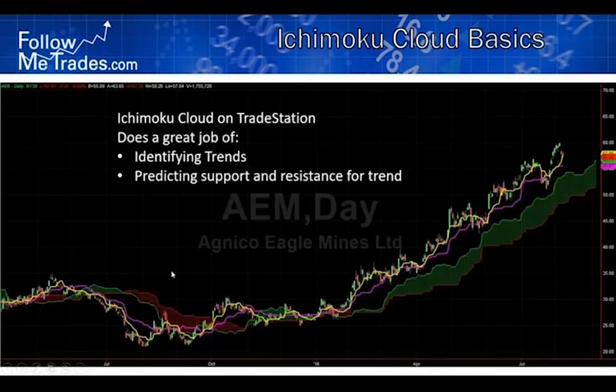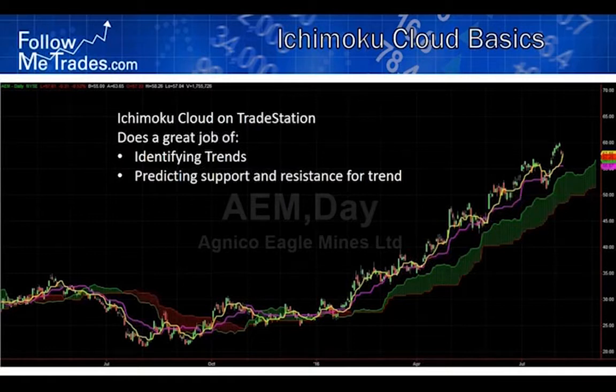So what does it look like on a chart? Here is the Ichimoku Cloud on TradeStation, and we've got the American Eagle Mines chart showing here. Again, I think it does a great job of identifying trends and predicting support and resistance for that trend.